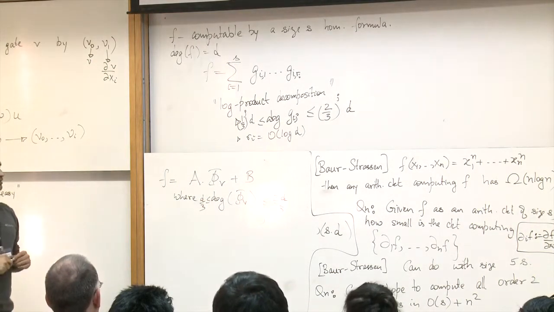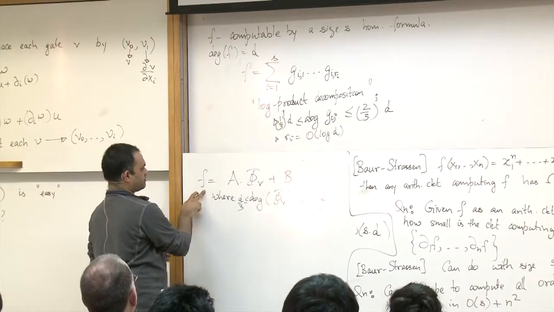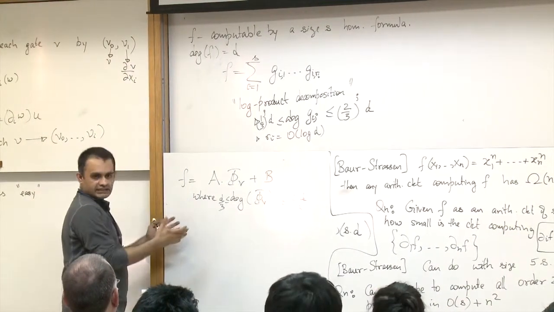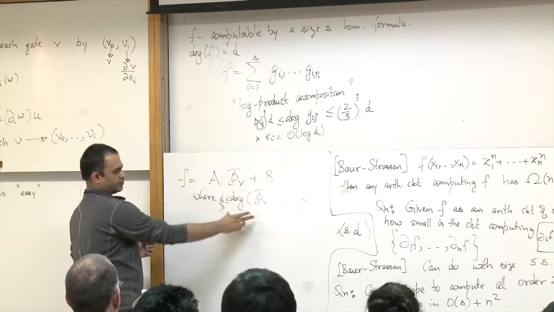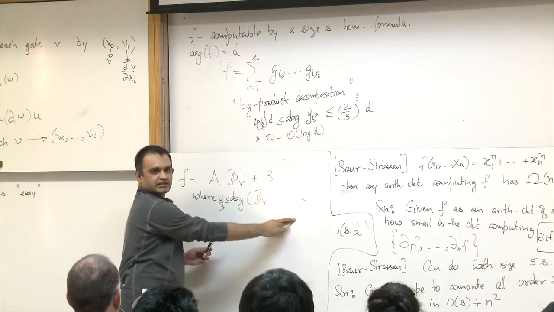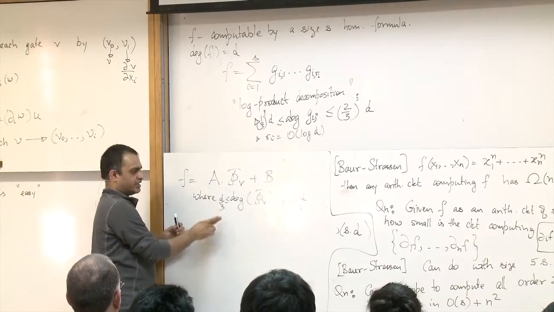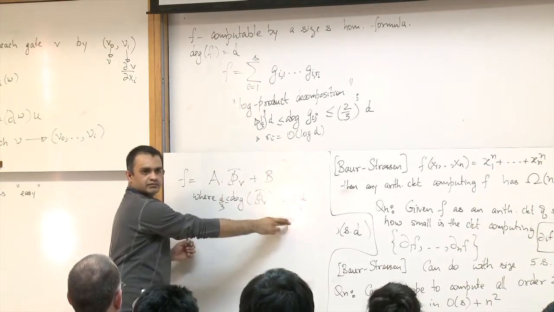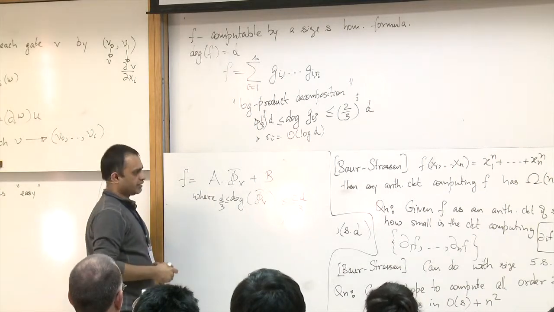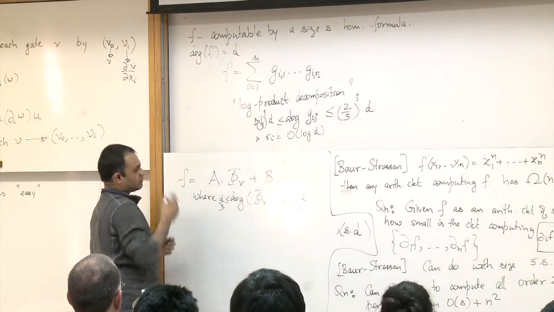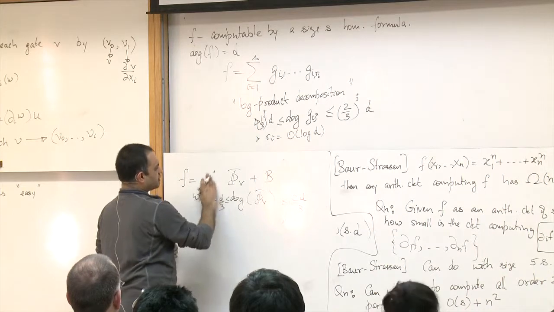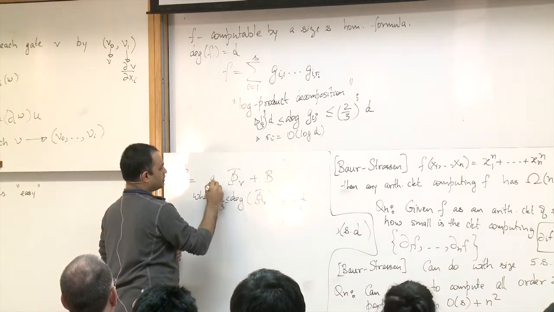Okay? Now, because f is a homogeneous polynomial of degree d, this guy is a homogeneous polynomial of degree between d by 3 and 2d by 3. This means that A is a homogeneous polynomial of degree between d by 3 and 2d by 3, because they should add up to this thing. Great. Now, what we are going to do is this is going to play the role of G11.